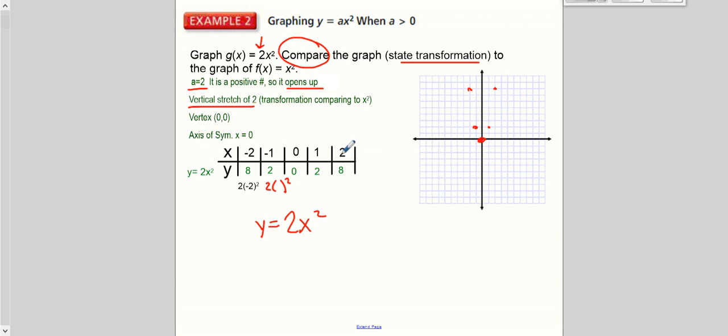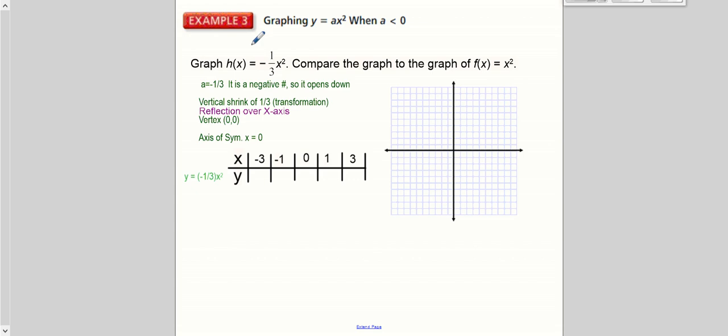So this one will be 2 units away. 2, 8: over 2, up 8. There it is. Now draw your curve. And there's your graph. State the transformation, vertical stretch of 2, and graph it. That's example 2. Example 3.